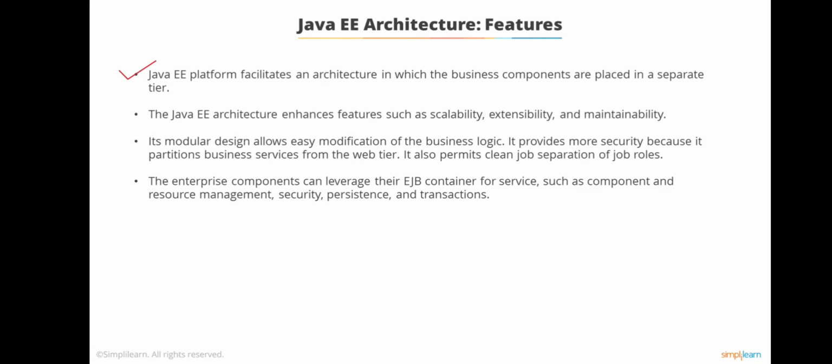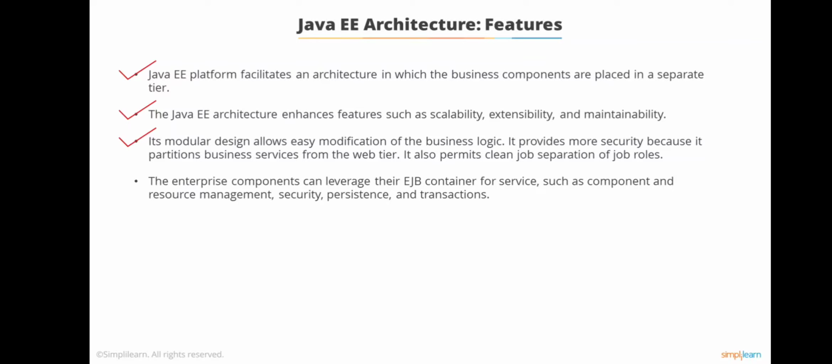The Java Enterprise Edition platform facilitates an architecture in which the business components are placed in a separate tier as we saw. It also enhances features such as better scalability, where you can enhance the number of users accessing your application easily. You can extend the capability of your application, and also maintaining the application is easier because any change is isolated to just one box in the deployment strategy.